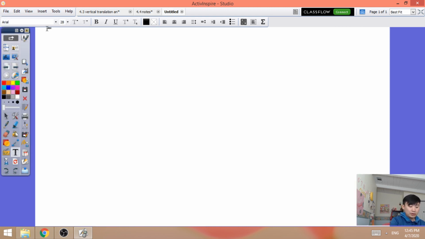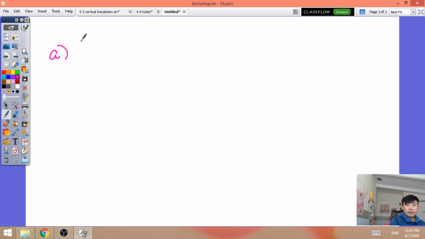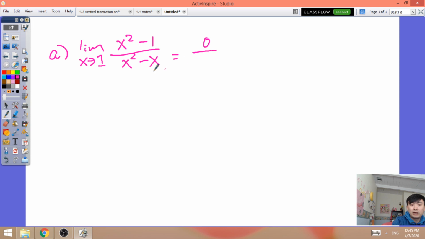Okay, so the first one, part A: limit as x approaches 1 of the function x squared minus 1 over x squared minus x. Well, let's just plug in a number and see what happens. If we plug in 1 for x, we get 1 squared, which is 1, minus 1, so it's 0. And on the bottom, 1 squared minus 1 is also 0. Again, 0 over 0, that's the indeterminate form.